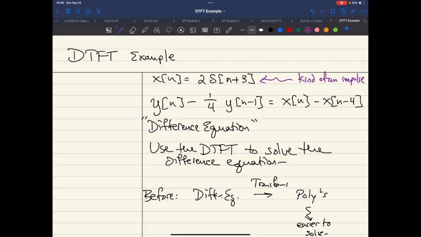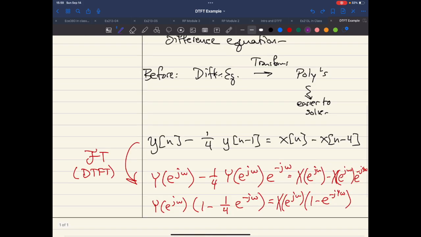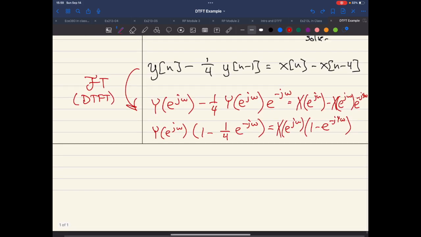Now, if we take this expression and we put it into the DTFT, into the frequency domain, what do we end up with? So x[n] here is equal to 2 Kronecker delta of n plus 3.